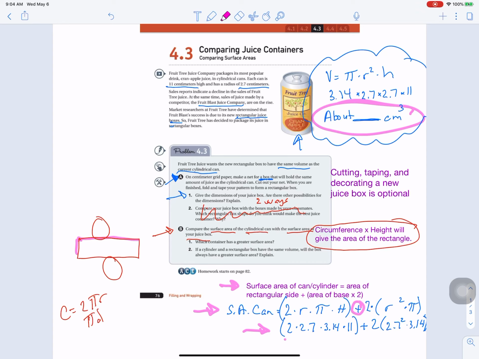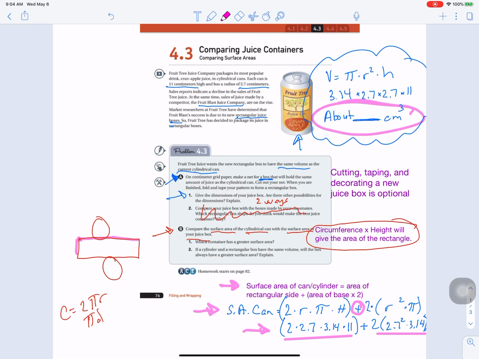So in this case, it would be 2 times 2.7, which is the radius, times pi, times 11, which is the height, plus 2 times 2.7 squared. Remember, that's 2.7 times 2.7 times pi, 3.14. That'll give you the surface area of your can. And then compare that to the surface area of your rectangular box.